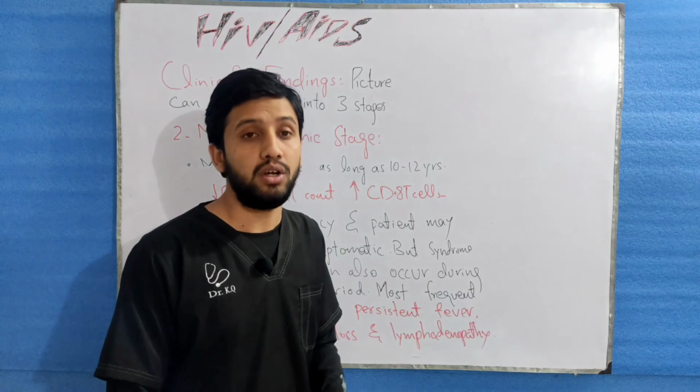In this stage, there can also be a latency, which we call the latent stage, and the patient may remain asymptomatic, but there can also be a syndrome we call ARC. During this ARC syndrome, the patient can present with the following features. Number one is persistent fever. The second one is fatigue. Weight loss is most important here, and generalized lymphadenopathy. So these are the clinical features of the second stage.